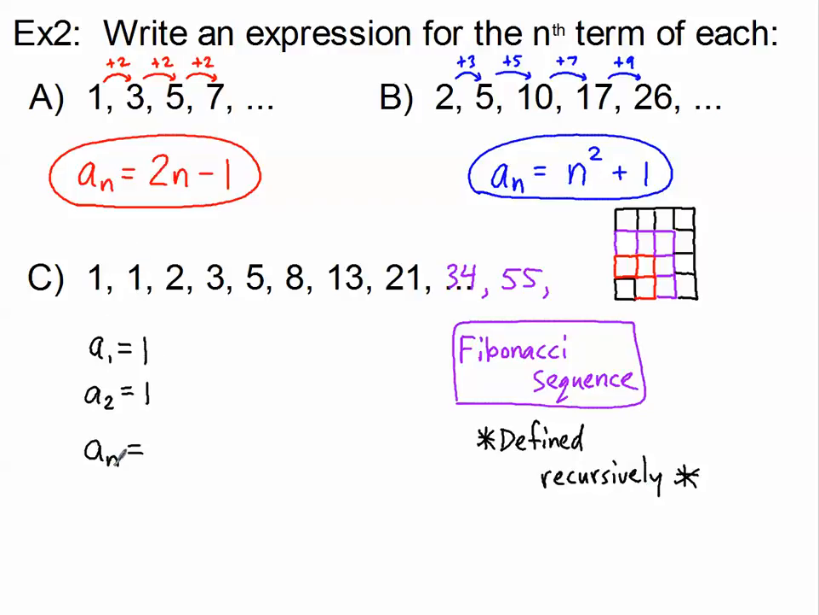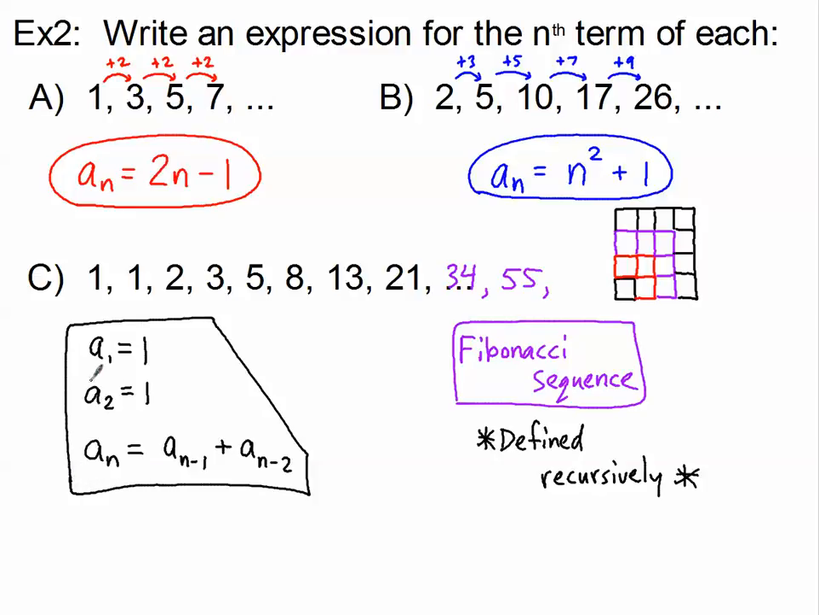So a sub n, any term, at least starting with the third term, is the previous two terms added up. So if a sub n is the term that I'm looking for, the term previous to a sub n would be a sub n minus 1. And the term previous to that one would be a sub n minus 2. And if I add those two previous terms together, I would have a sub n. And that's how you can define the Fibonacci sequence. Again, we have to define it recursively by actually telling people what the first two terms are going to be, and then every term after the second term will be the previous two terms added up.